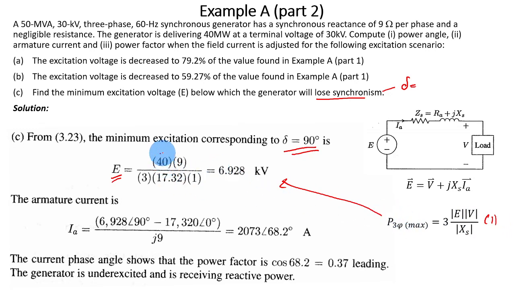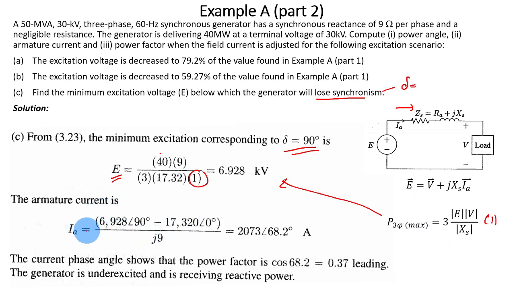So 40 megawatt is the power exported by this generator, multiplied by the synchronous reactance, divided by 3, multiplied by the phase voltage, multiplied by 1. So 1 here is basically the power factor.